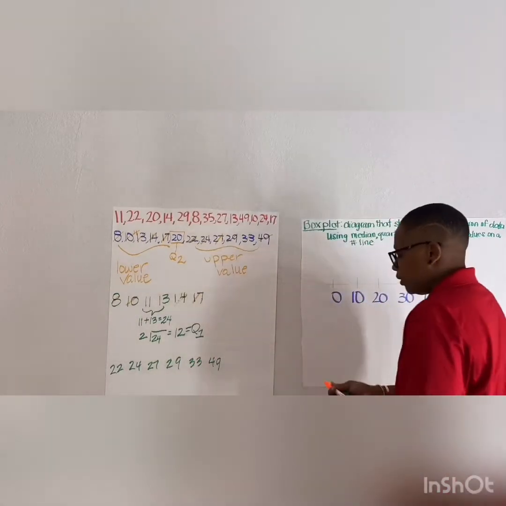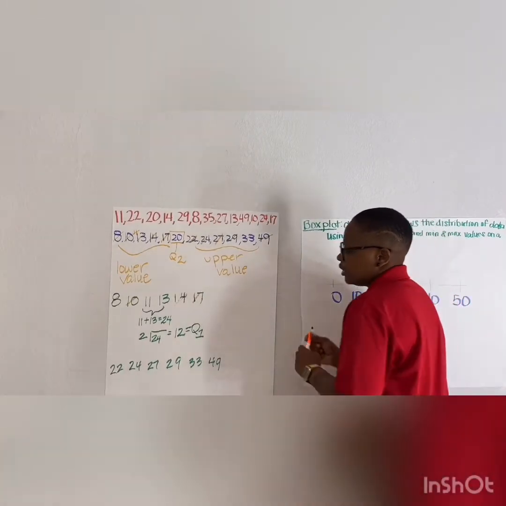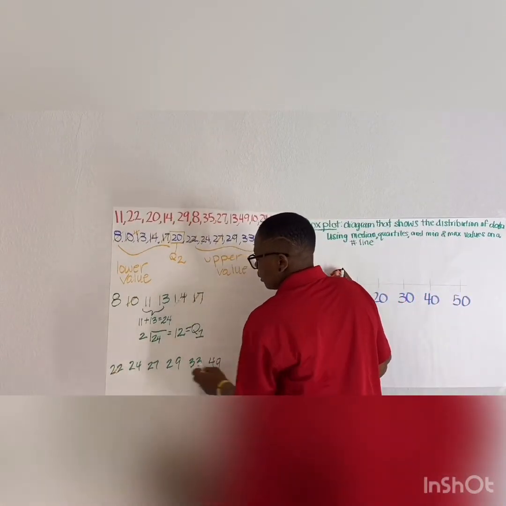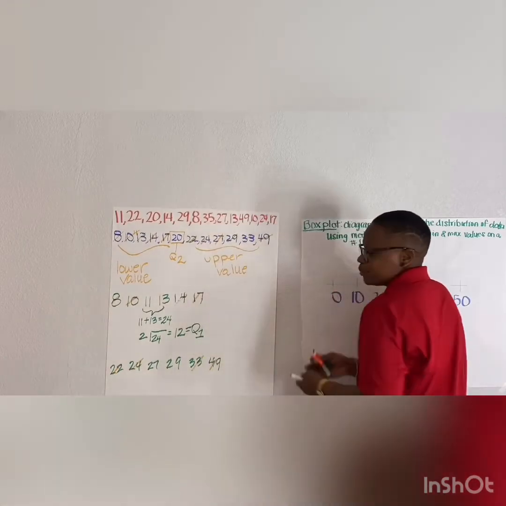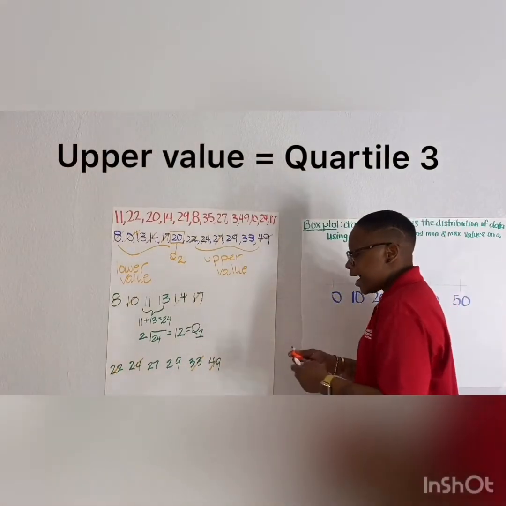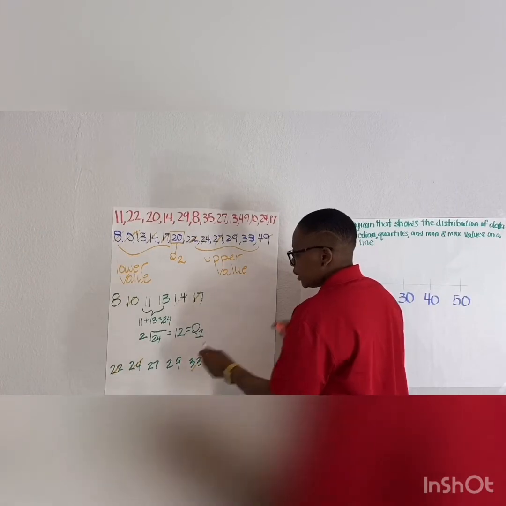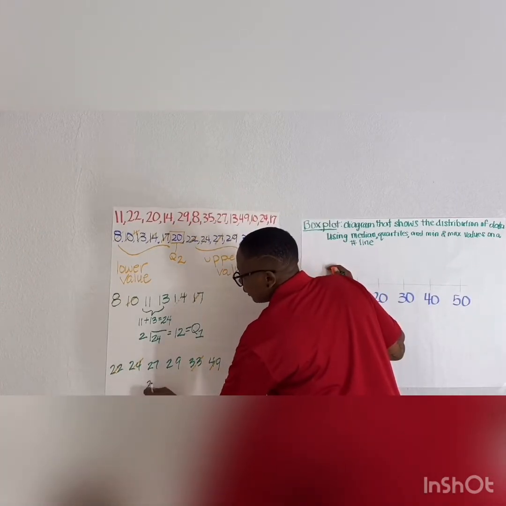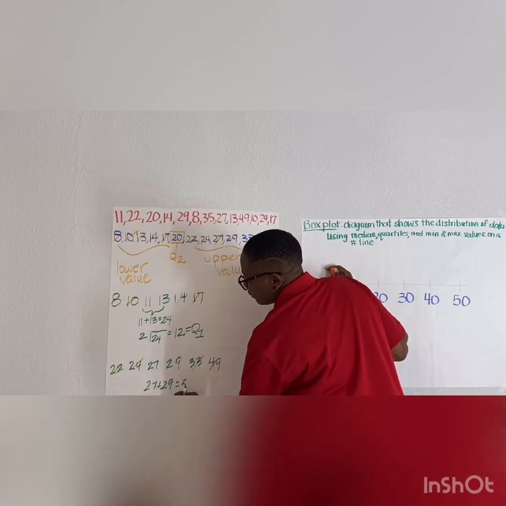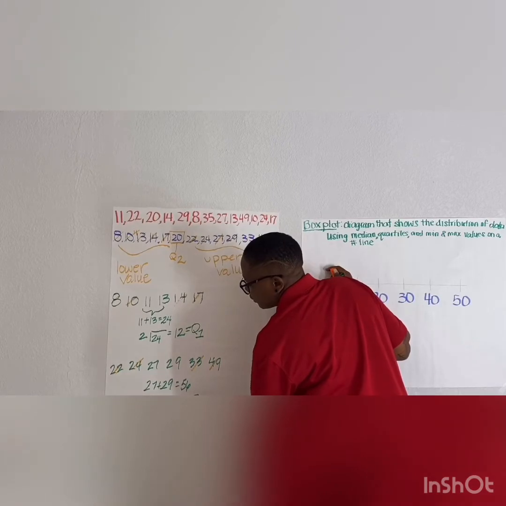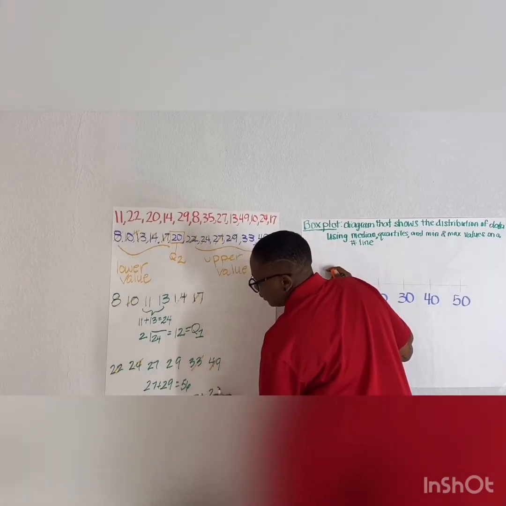All right, so again, we're gonna cross out these numbers until we get to the middle number. So 22, 49, 24, 33. And again, we're left with two numbers. So again, we have to add. So I have 27 plus 29 is going to give me 56. 56 divided by 2 is going to give me 28.